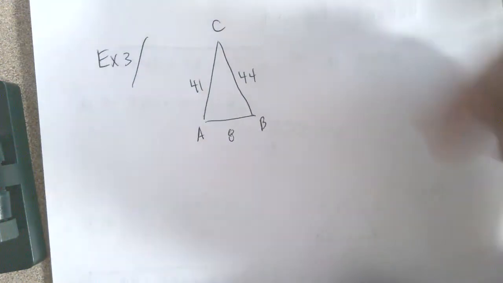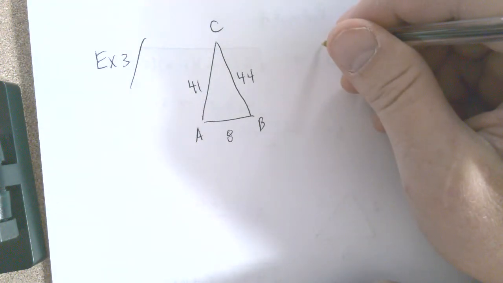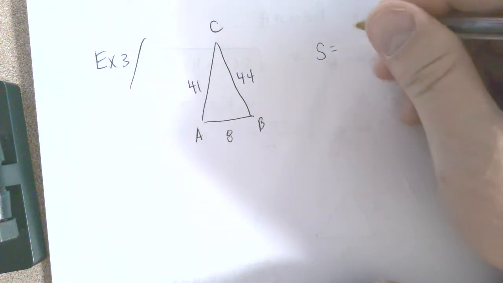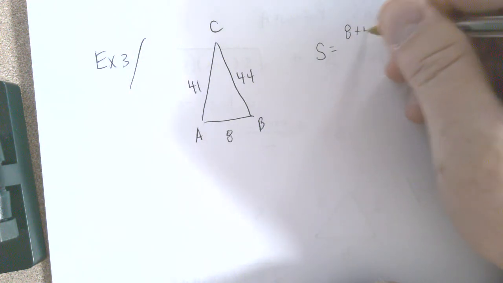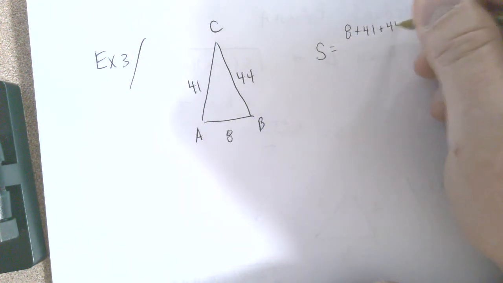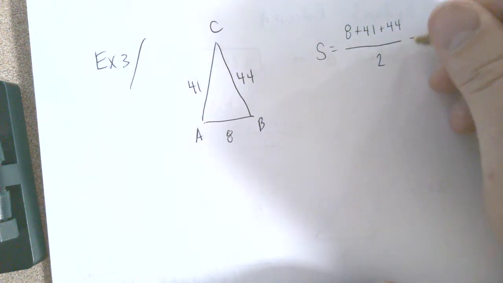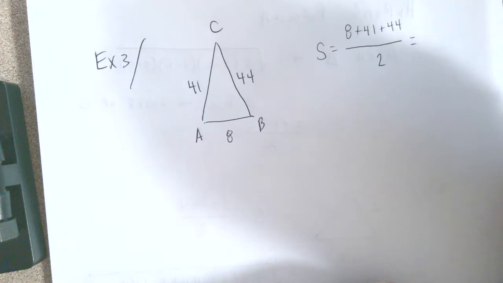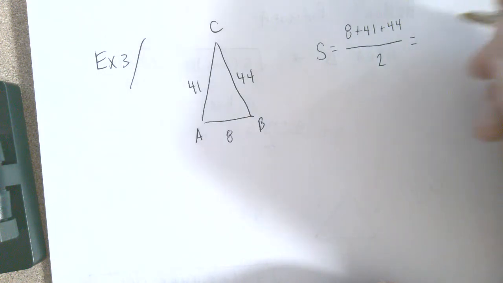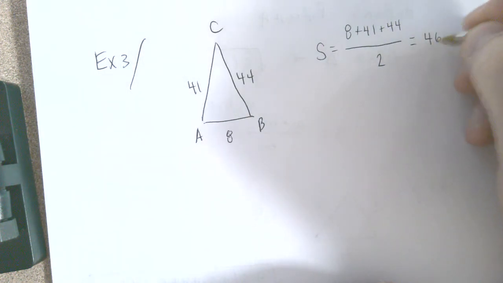Okay, I'm going to go through this one real briefly here. We've got to find S, so we're going to do 8 plus 41 plus 44, all divided by 2. Somebody tell us what you got for S. Everybody agree 46.5?